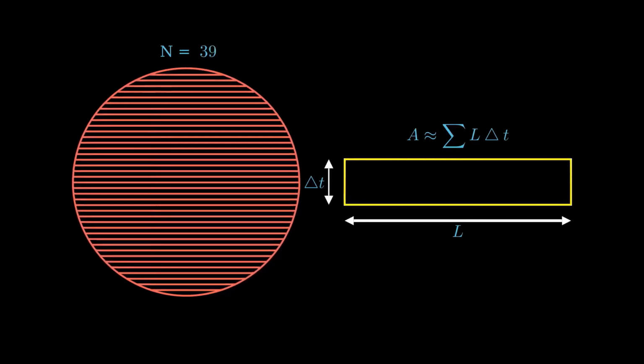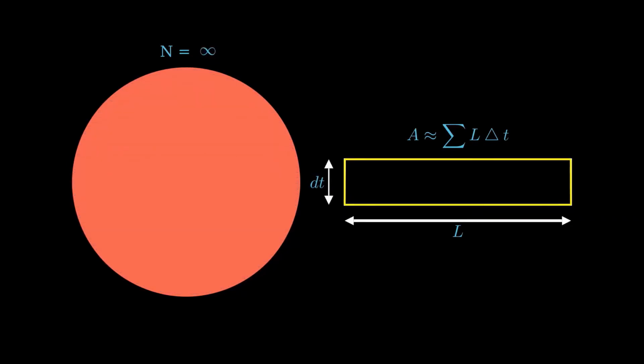In fact, if we segment the circle into an infinite number of slices, each with infinitesimal thickness called dt, each segment will actually become a perfect rectangle with sides dt and l, and will hence have an area of l dt. Since there is no error this time, the summation will now actually equal the area of the circle.